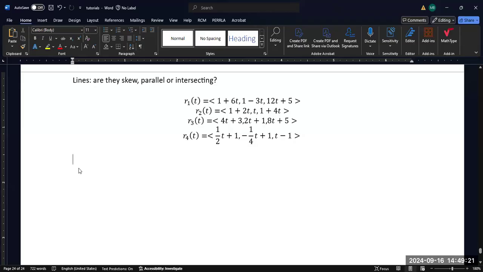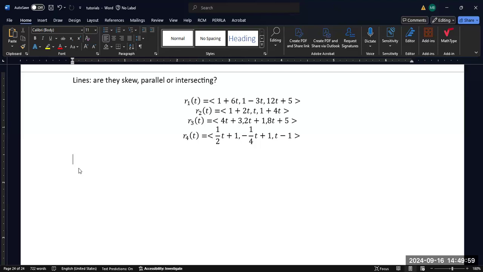All right, so in this video, we're going to be looking at determining whether lines are skew, parallel, or intersecting. Now, the parallel case is the easiest to figure out. You're going to look at the vectors that represent the direction vector for the lines. If they are scalar multiples of each other, they don't have to be going through the same points or anything, but if the direction vectors are pointing in the same direction, then they're parallel. If they're not pointing in the same direction, then they could be skew or they could be intersecting.